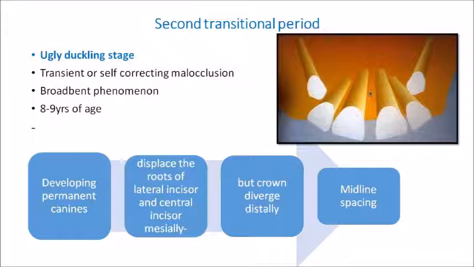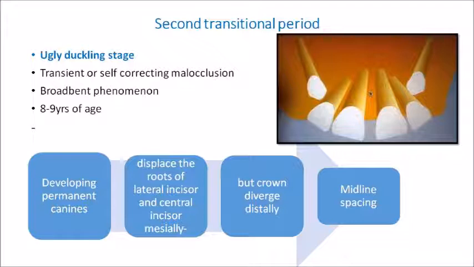So when they are placing pressure on the roots of the lateral incisors, the crowns of the laterals and the central incisors will tend to diverge distally because the roots are converging mesially and the crowns diverge distally. This causes midline spacing and a malalignment of the teeth, and often this gives an ugly appearance to the children during this period. That is why it is called the ugly duckling stage, because the teeth appear flared and there will be spacing between the teeth. Hence it is called the ugly duckling stage.